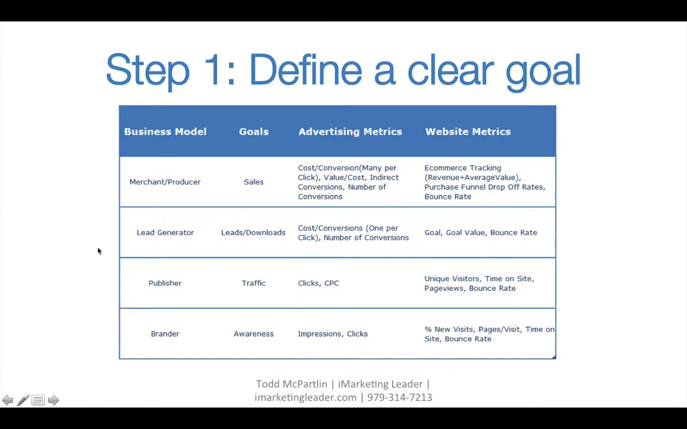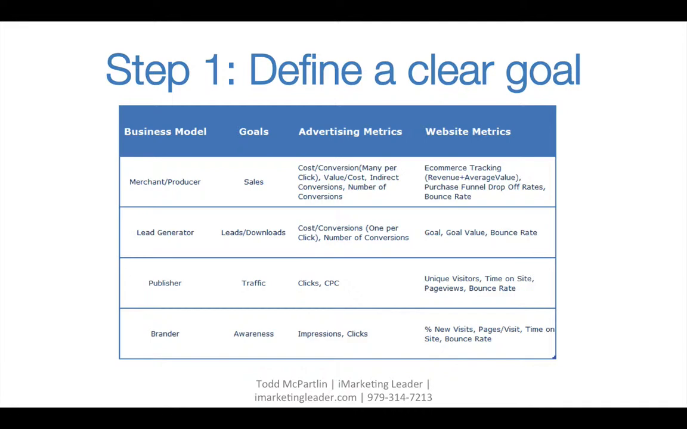The second one here, lead generation. So if you're looking for just leads, maybe you're a realtor looking for home buyers or listings, or you're trying to sell or give away an ebook. The goal there is obviously a lead or maybe a download. So some of the metrics you might use are cost per conversion. Again, the number of conversions. It might just be, hey, how many conversions did I get? How many people filled out my form? How many people called me?